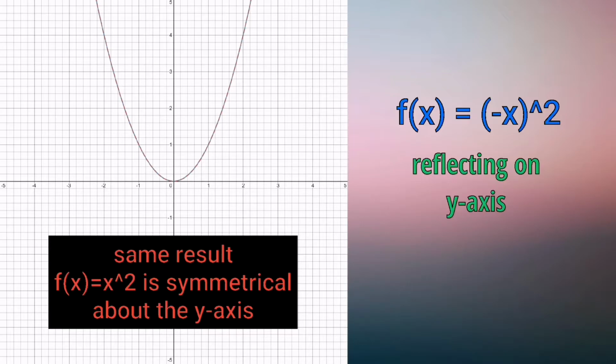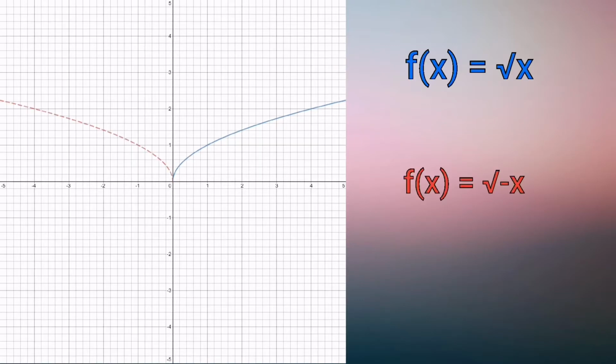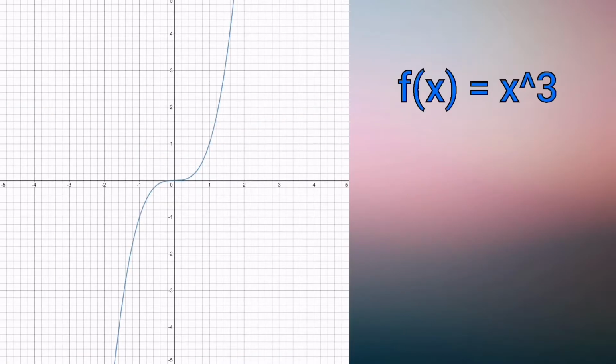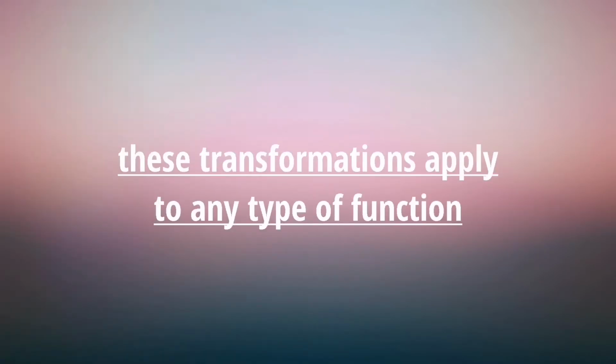So here is another example which is done on the square root of x. As you can see, the graph is reflected across the y-axis because we multiply x by negative 1. Another example with the x cubed function is also reflected left-right, across the y-axis. All these kinds of transformations can be applied to any type of function.